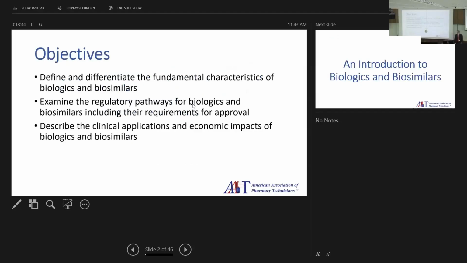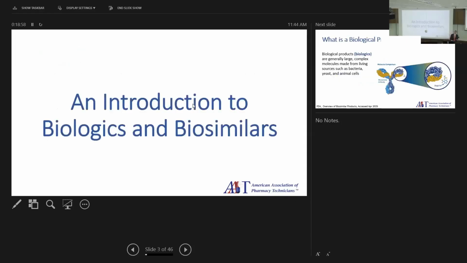So our objectives: we're going to define and differentiate the fundamental characteristics of biologics and biosimilars. What are these medicines? Examine the regulatory pathways surrounding them and evaluate how they are approved for use in patients. And then we're going to describe some of the more recent and cutting-edge clinical applications and economic impacts for patients of biologics and biosimilar medications. So first, we'll start with an introduction to biologics and biosimilars.